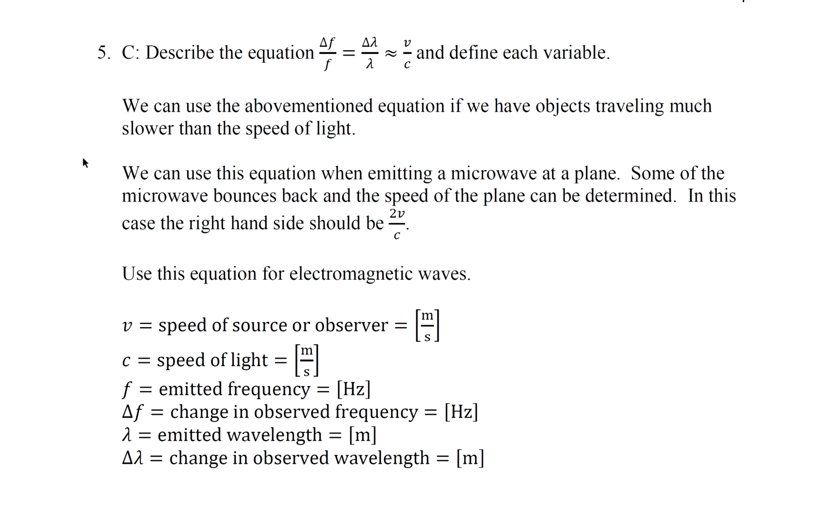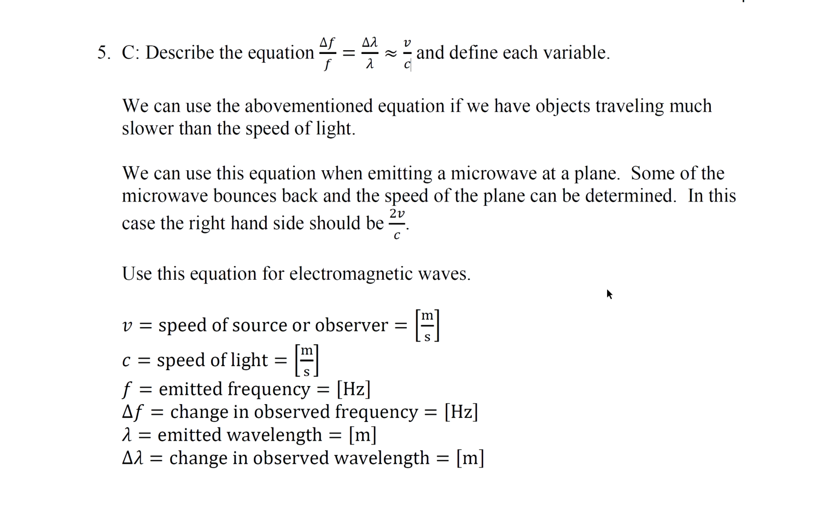Question 5. Describe the equation delta F over F equals delta lambda over lambda is about V over C and define each variable. So we can use the above mentioned equation if we have objects traveling much slower than the speed of light. We can use this equation when emitting a microwave at a plane. Some of the microwave bounces back and the speed of the plane can be determined. In this case, the right hand side should be 2V over C. So use this equation for electromagnetic waves here.